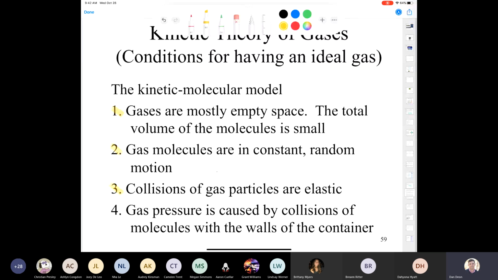And the answer is yes, Blake. They can collide with each other, but the collisions, even between gas particles and the walls of the container, are going to be completely elastic. Okay, so unlike classical physics where they're going to slow down over time, not in this case, right? We're not going to lose any of their speed. Okay, so elastic.